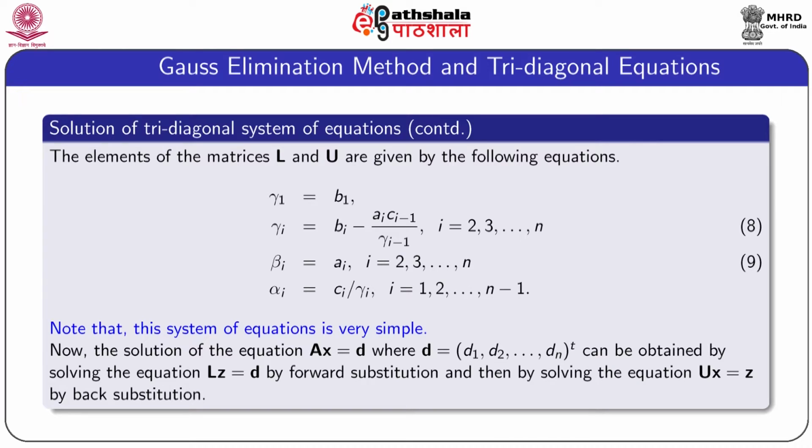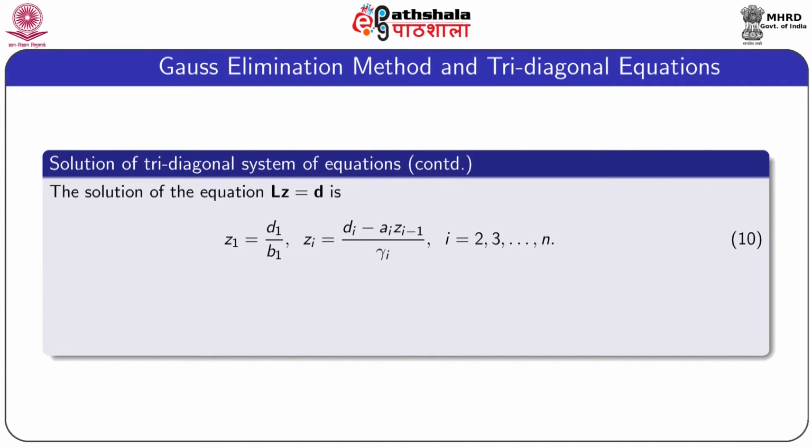Now the solution of the given system of equations Ax equal to d is obtained by solving two systems of linear equations: Lz equal to d by forward substitution, and then Ux equal to z by back substitution. The solution of the equation Lz equal to d is given by z1 equal to d1 by b1 and zi equal to di minus ai zi minus 1 by gamma i, where i equal to 2 to n. Note that this expression gives the intermediate solution vector of the system Lz equal to d.